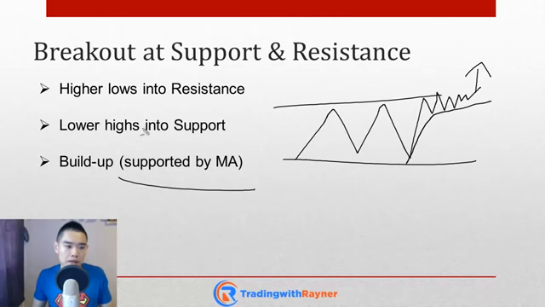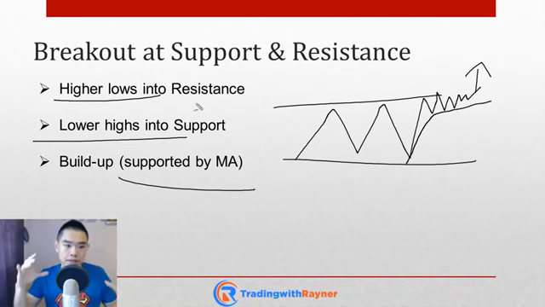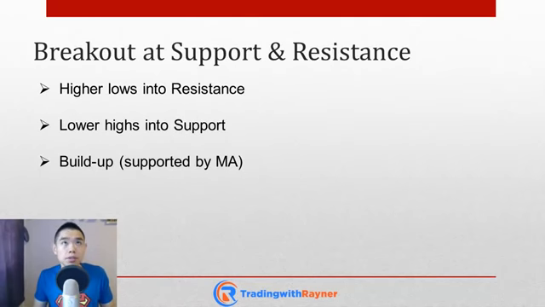It's like the market is really respecting the moving average and getting ready to break out, right? This supported by MA can be applied to higher lows and lower highs into support as well. I'll share that later, right? But these are the key concepts that I want to share with you that alert you that the market is about to break out of either support or resistance. Okay, let's have a look at a few examples.